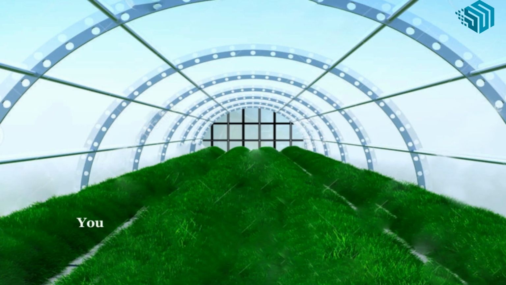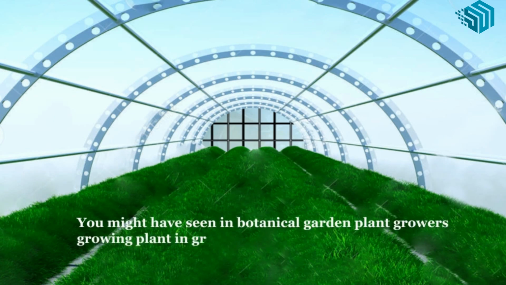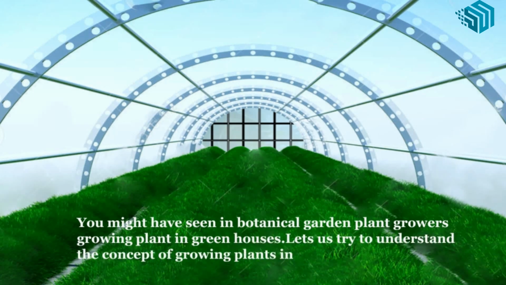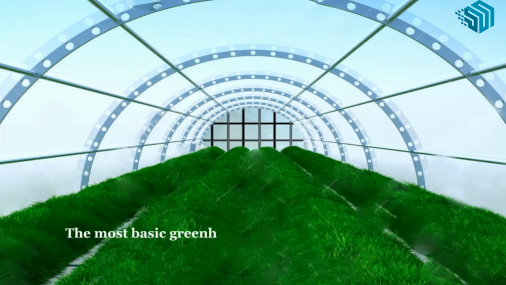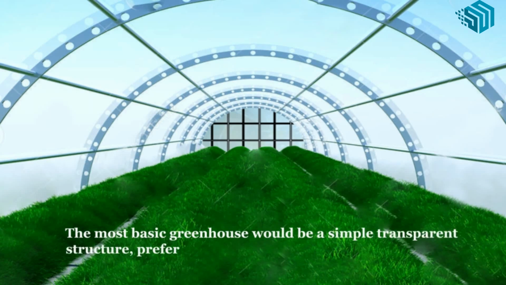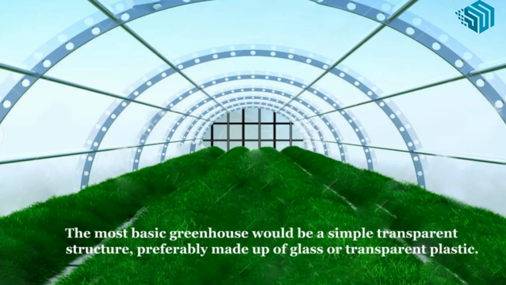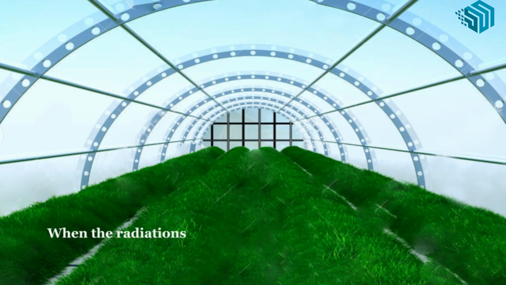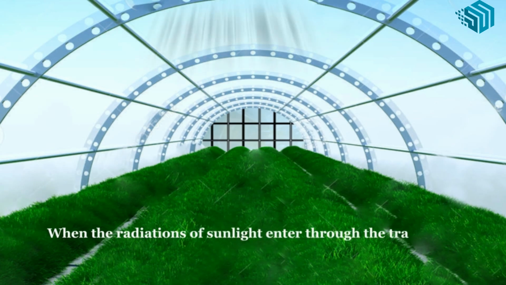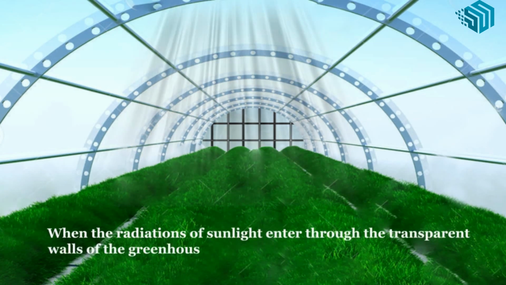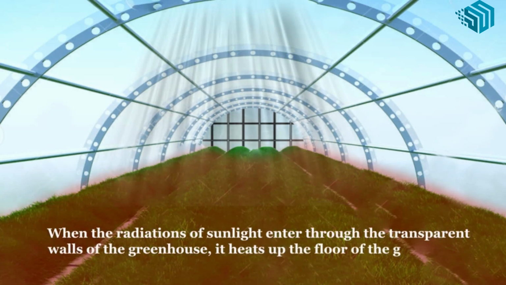You might have seen in botanical gardens plant growers growing plants in greenhouses. Let us try to understand the concept of growing plants in greenhouses. The most basic greenhouse would be a simple transparent structure, preferably made of glass or transparent plastic. When the radiation of sunlight enters through the transparent walls of the greenhouse, it heats up the floor of the greenhouse.